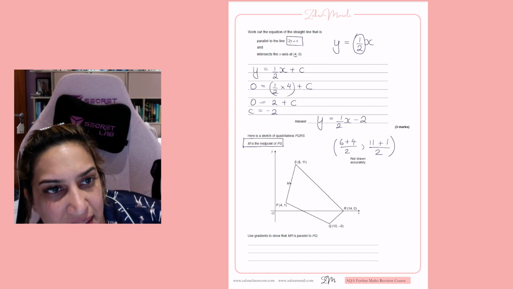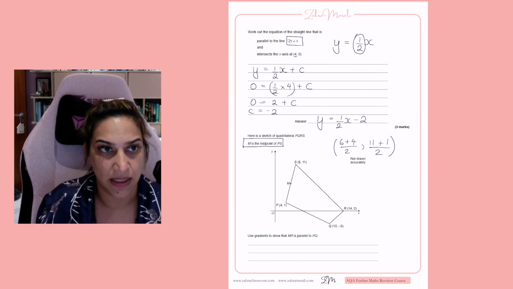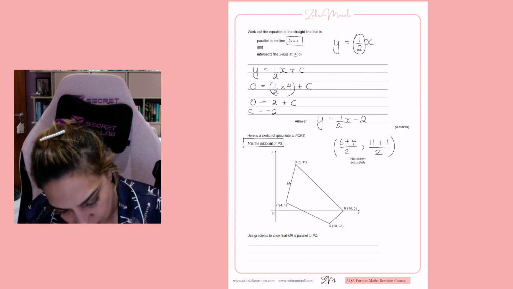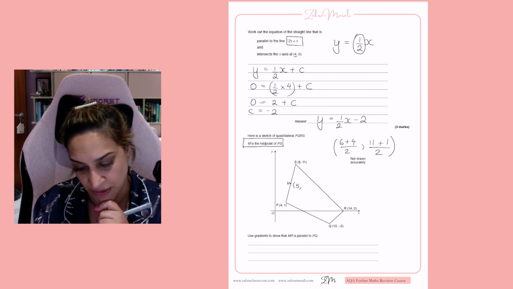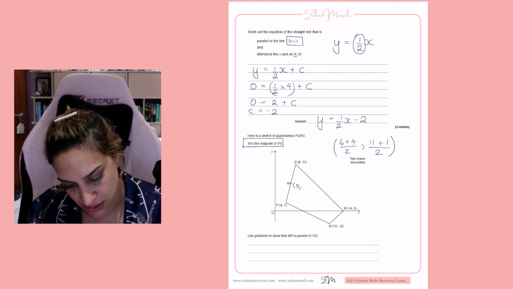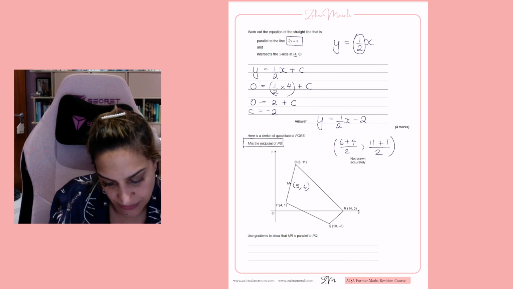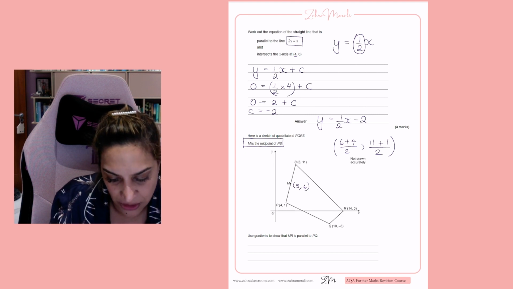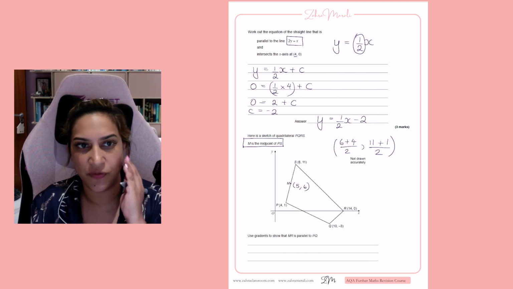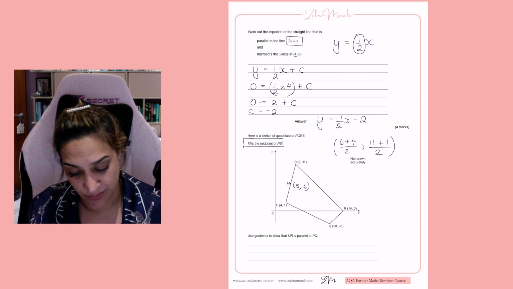So when we add the x coordinates, we've got 6 plus 4, which gives us 10, divided by 2 is 5. So that must be 5. 11 plus 1, which is 12, divided by 2, which is 6. So we've got 5, 6 as our midpoint. We want to use the gradients to show that MR is parallel to PQ. Okay, so we're going to find the gradient for each bit.